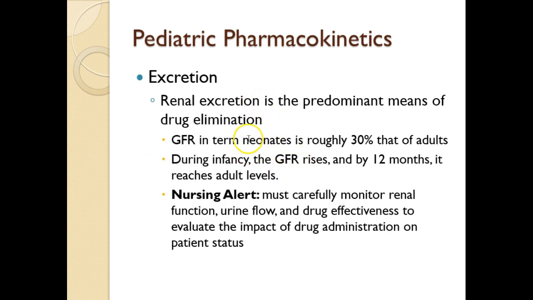Kidneys are the predominant means of drug elimination, but for neonates, the glomerular filtration rate is 30% of that of the adult. It's only by 12 months that it reaches adult levels. So, which means that if we're giving drugs to children, we have to monitor their renal function as well as their urine flow. Again, careful monitoring is always what we're trying to say in these situations.